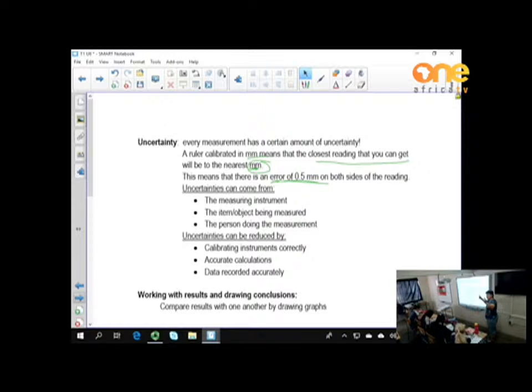So your answer should actually lie within a range. When we write answers for measurements, if I asked you to tell me the width of your book, you would not say between 241 and 242 millimeters. You will say 241, implying there is an error on the last unit.